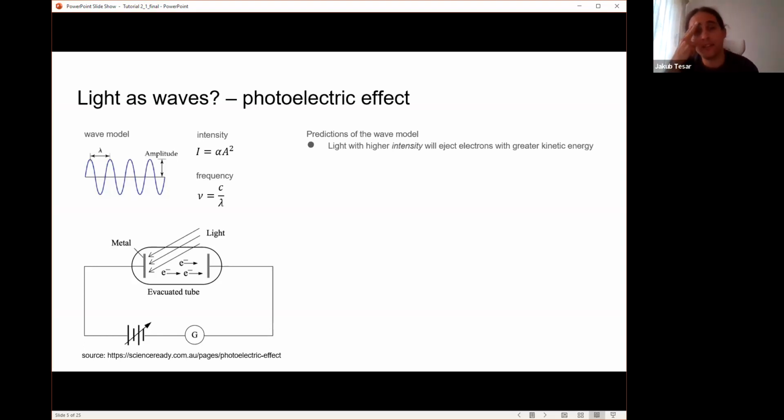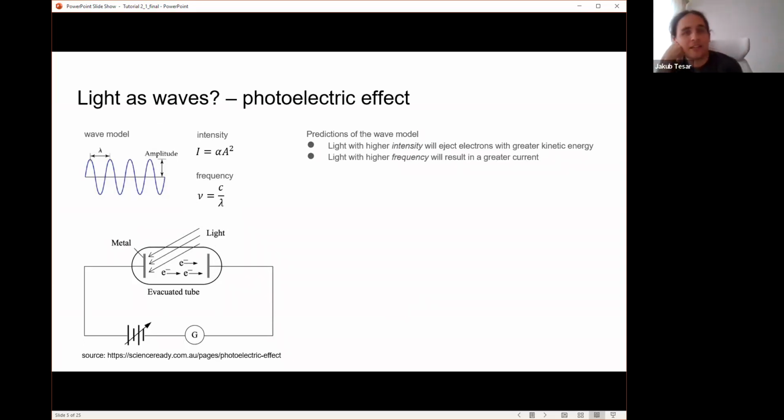First one is that if you can manipulate the light here, the characteristics of the light coming here, from the wave model you will expect that light with higher intensity, that means bigger amplitudes, will eject electrons with greater kinetic energy. So we have bigger waves, they come to the material, then kick it out with greater energy. So they have better energy, and they more likely can reach this other electrode and create this current.